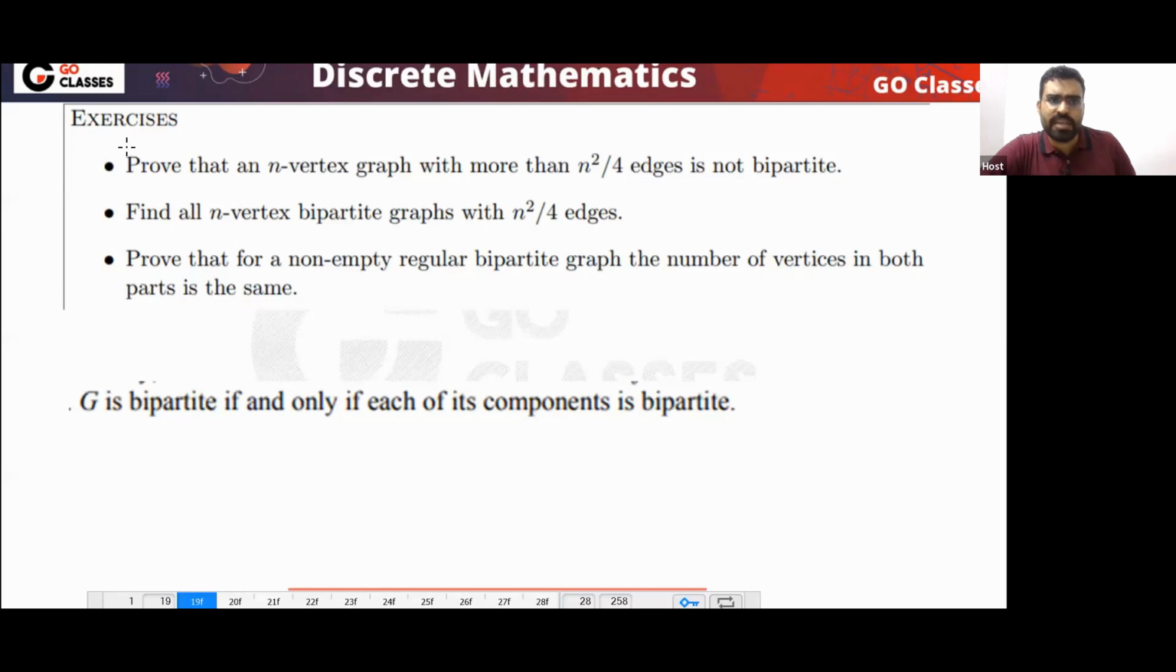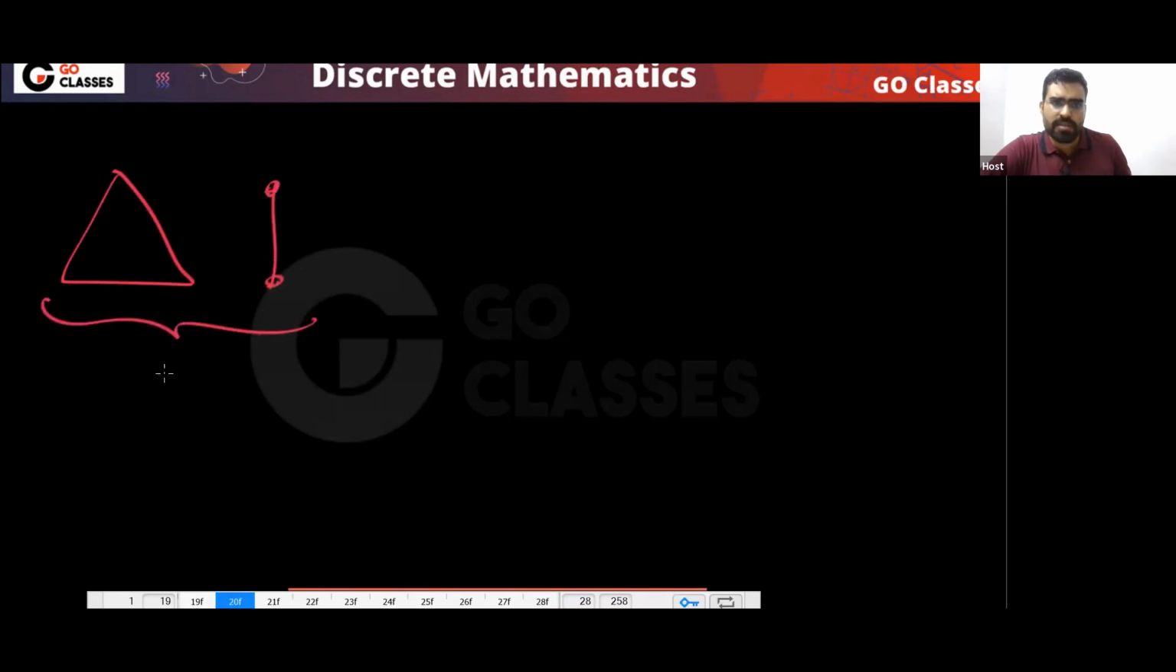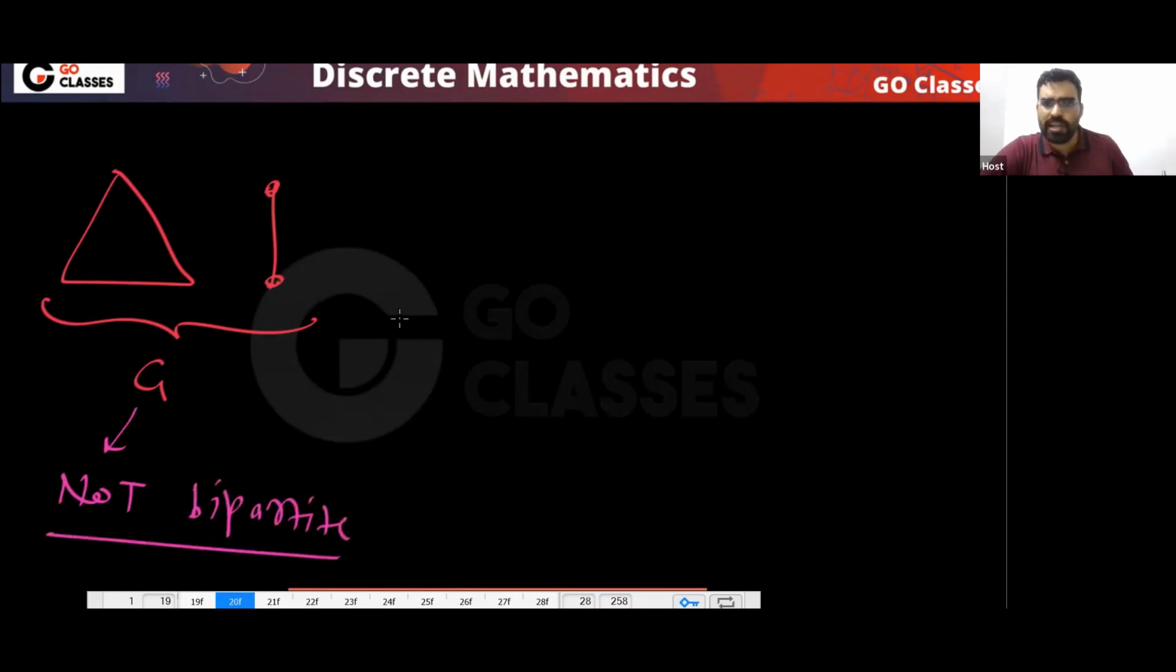So can I say if G is bipartite, for example, is this graph bipartite? Let me give you a graph. Is this graph bipartite? Tell me. Look at this graph. In this graph, you have odd cycles. So this is not bipartite, because you have an odd length cycle.